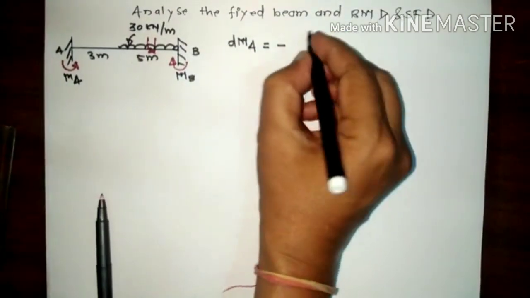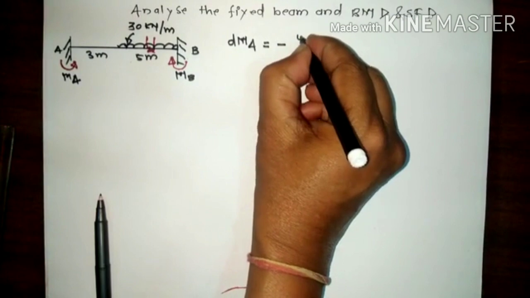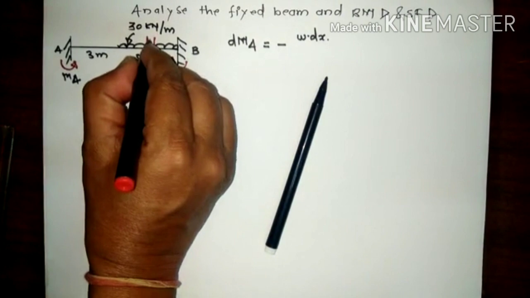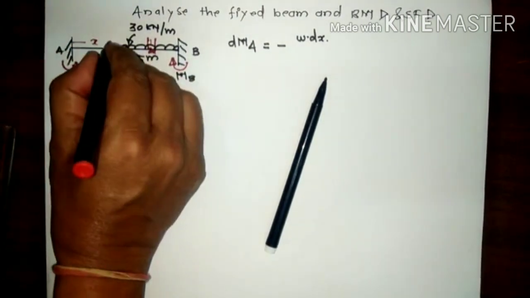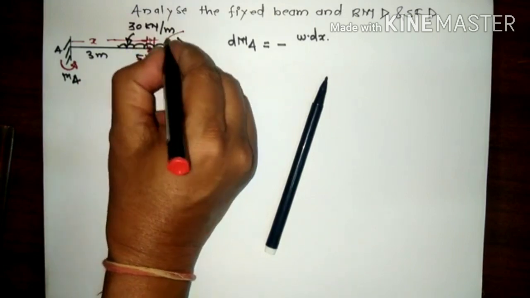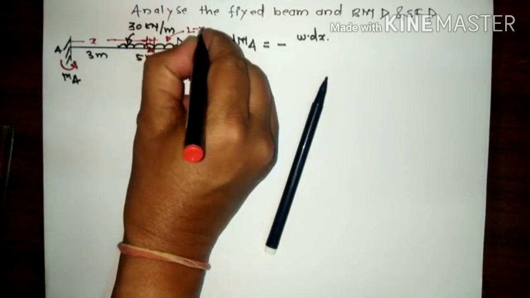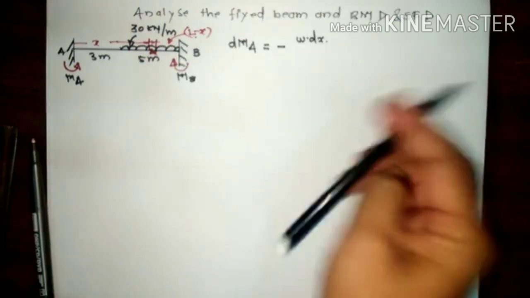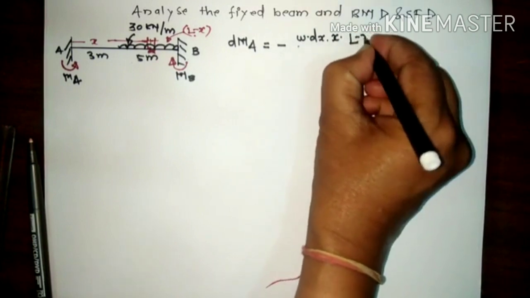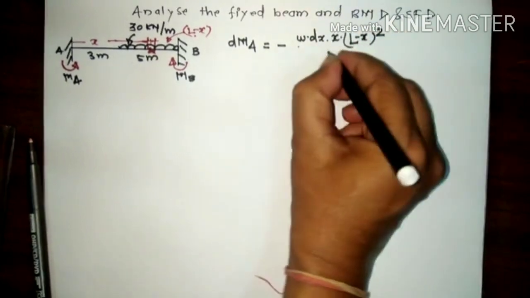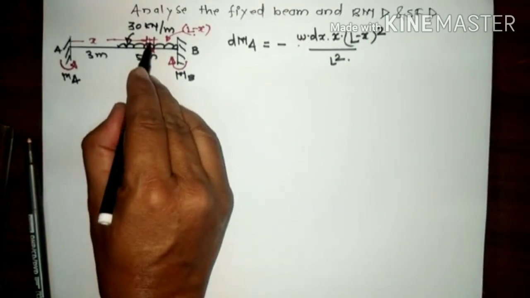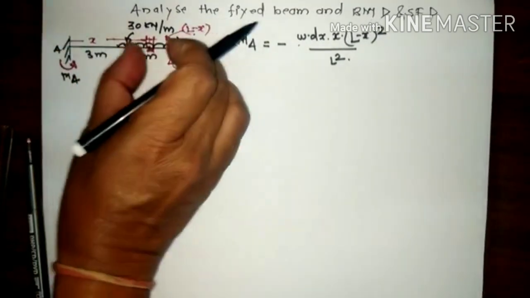We know this formula is W into dx, and now suppose this distance is x and this remaining is L minus x. In that case W into dx into a into b square divided by L square. This W dx is a small load. So this is x, this is L minus x.